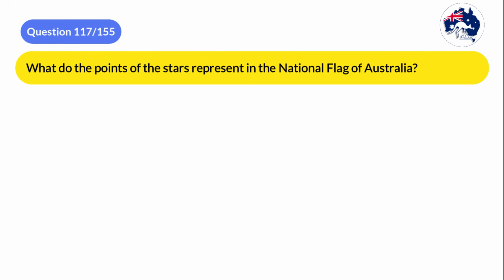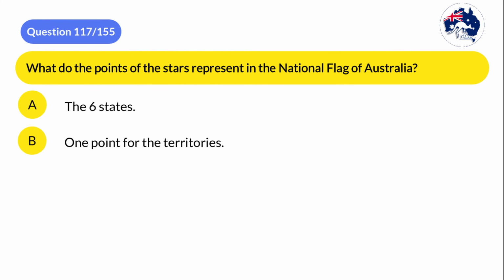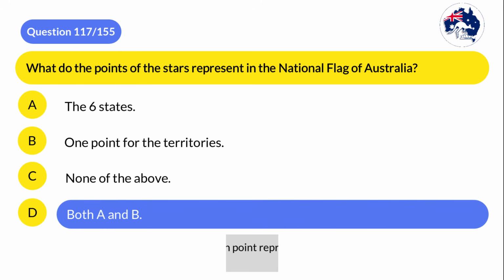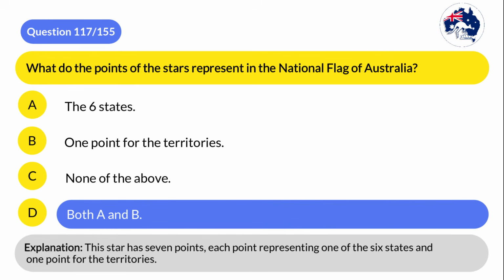Question 117. What do the points of the stars represent in the national flag of Australia? A. The 6 states. B. 1 point for the territories. C. None of the above. D. Both A and B. The correct answer is D. Both A and B. Explanation: this star has 7 points, each point representing one of the 6 states and 1 point for the territories.